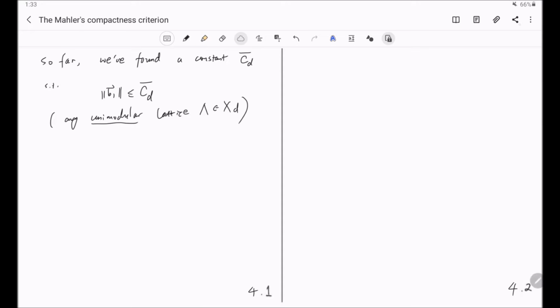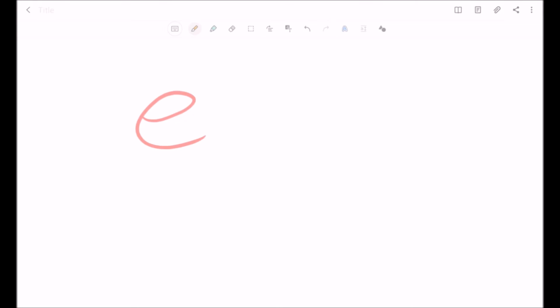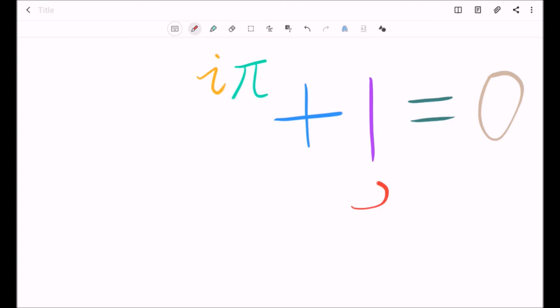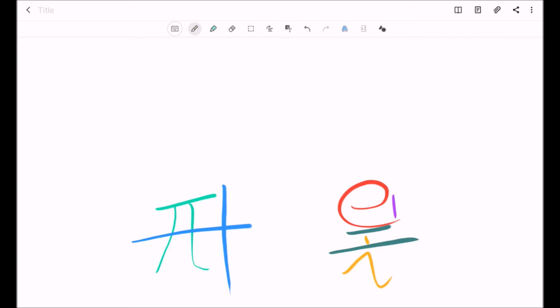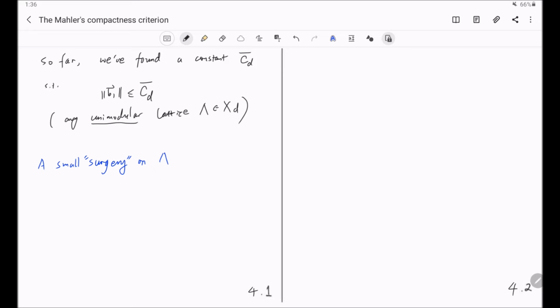And next what we want to do is make a small surgery on this unimodular lattice lambda. And I should put "surgery" in quotes, because surgery itself is a terminology in mathematics, in topology. The surgery is the following. We define W to be the orthogonal complement of the line through B sub 1.